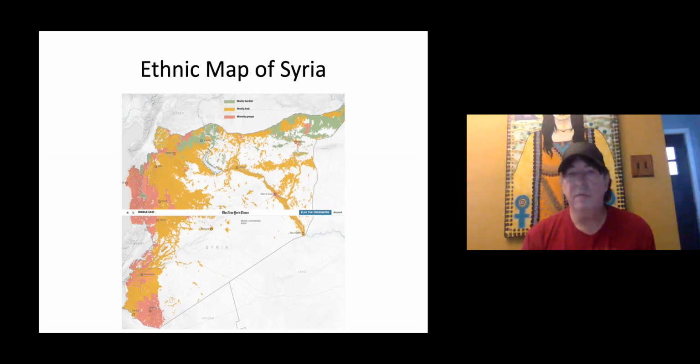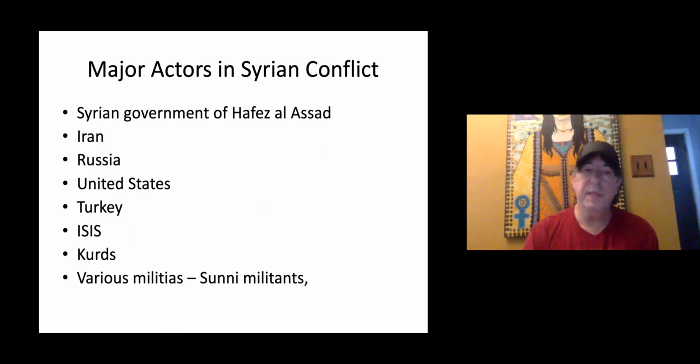Syria is, I guess, the most recent real hot box where there's been a lot of conflict since about 2014 or so. You can see here in the green are the mostly Kurdish areas in the northeastern part of Syria. The mostly Arab areas are the brownish or yellowish, and then the purplish are the minority groups. These include Druze and Alawites and even some Christians. So the conflict has been really multifaceted.